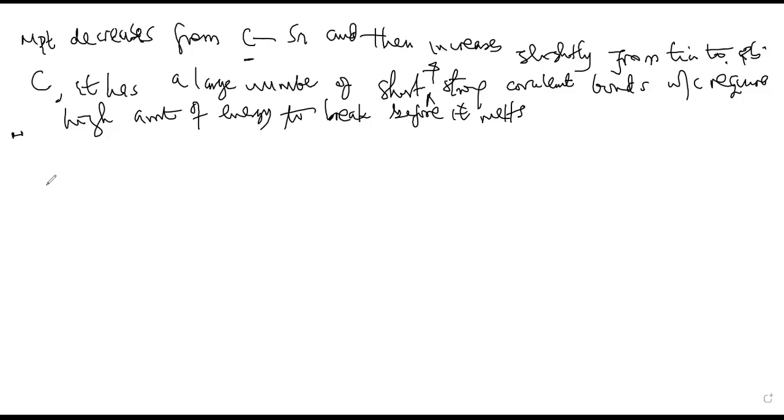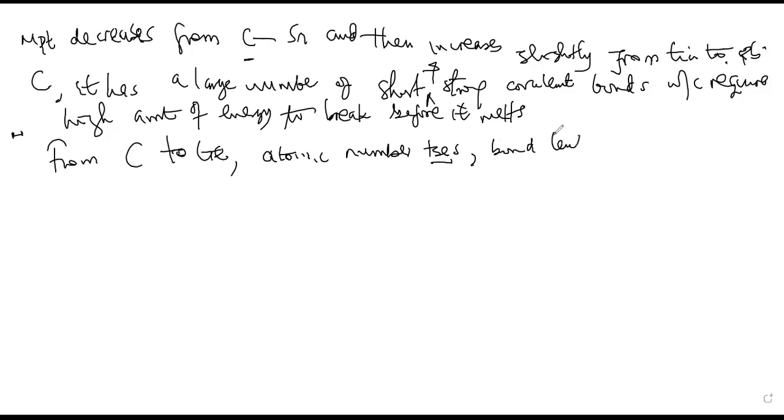I'm talking about silicon and germanium separately because they have the same type of bonds, okay? So you say that from carbon to germanium, atomic number increases. And when atomic number increases, the bond length also increases. When the bond length increases, the bond strength decreases. When the bond strength decreases, what do you expect? A lower amount of energy is required to break those bonds. Hence a decrease in melting point.